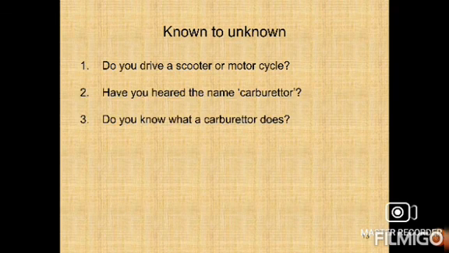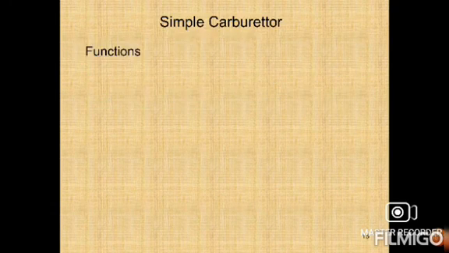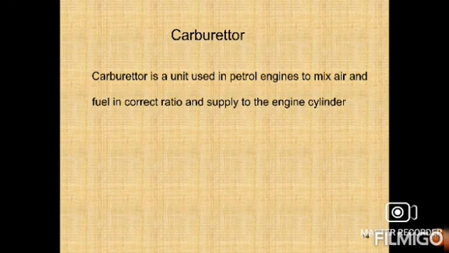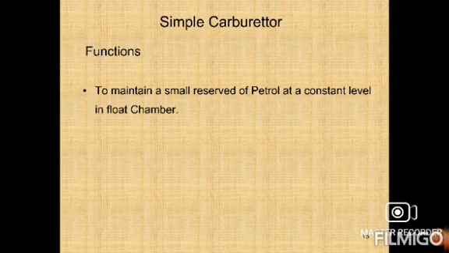We have already discussed this topic, and next is the carburetor, the main important mechanical device in SI engines. A carburetor is a unit used in petrol engines to mix the air and fuel in the correct ratio and supply it to the engine cylinder. So that is the main thing.